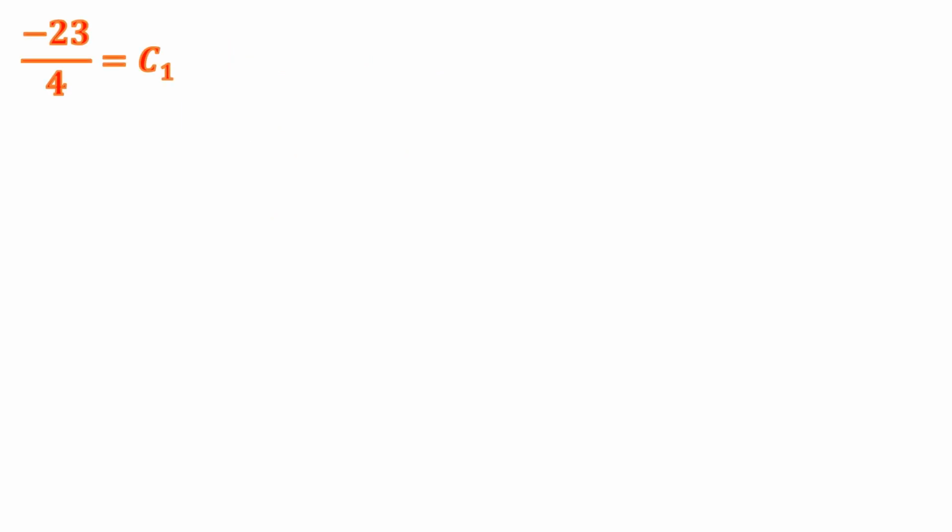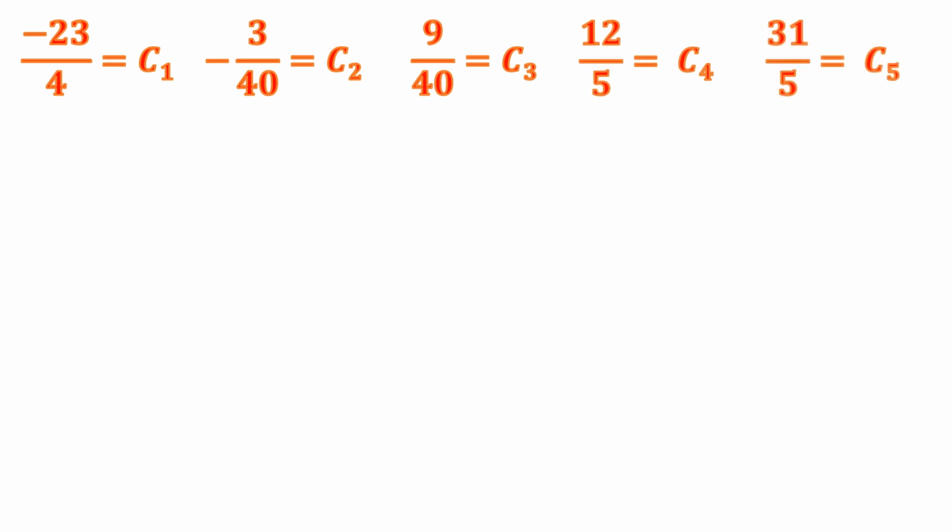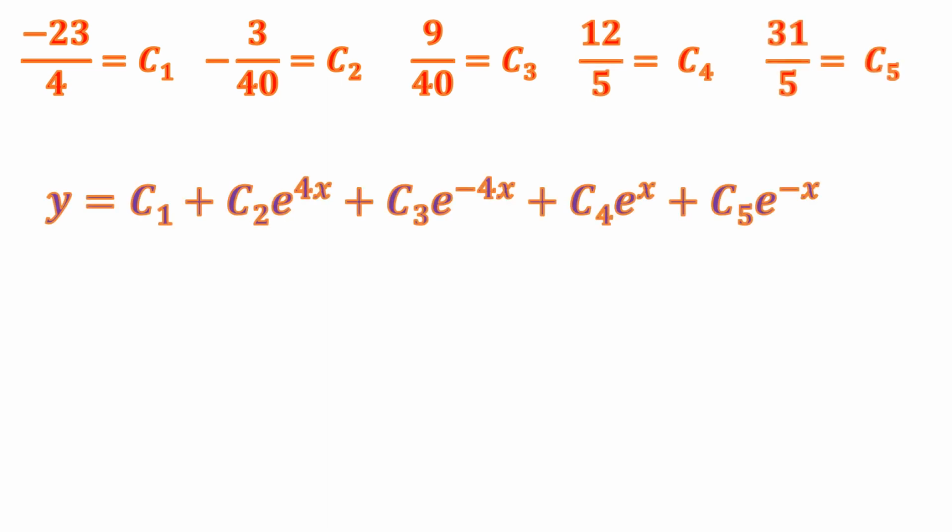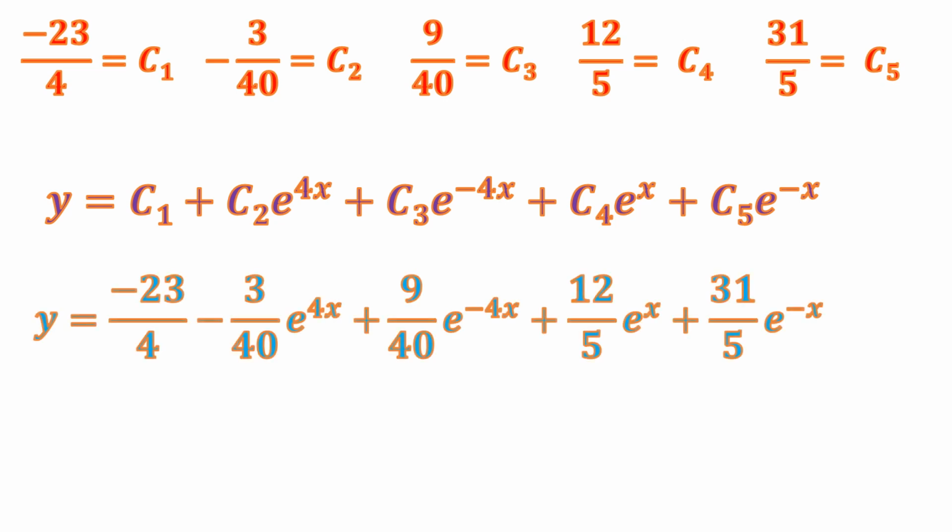Now since we have it all, C1, C2, C3, C4, and C5, let's go back to the original general solution and substitute the constant values. So y equals negative 23 over 4 minus 3 over 40 e to the 4x plus 9 over 40 e raised to the negative 4x plus 12 fifths e raised to the x plus 31 over 5 e raised to the negative x. And that is the final answer.